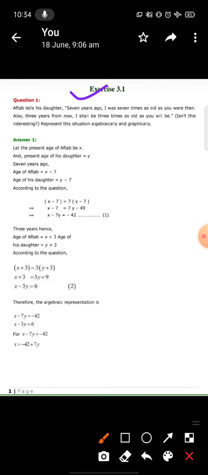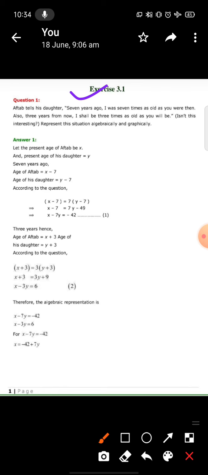As the chapter's name is linear equations in two variables, we have to convert this word problem into linear equations of two variables. That means there will be two equations there, no? And you have already done that kind of questions in previous classes, converting the word problem into the equation form.